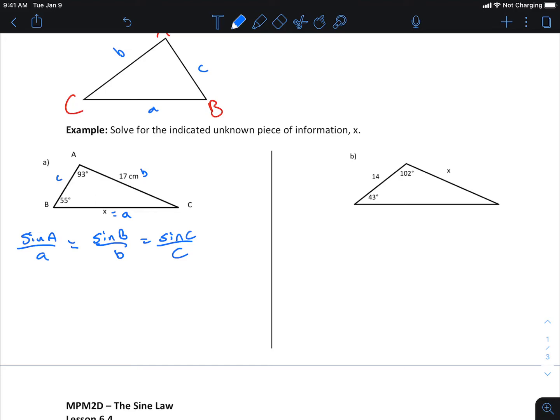What's angle A? It's 93. So we're going to go sine of 93. Do we know what little a is? No, but that's the thing. It's solve for the indicated unknown piece of information, x. So it's x. That's equal to sine of b, sine of 55, over, what's little b? 17.